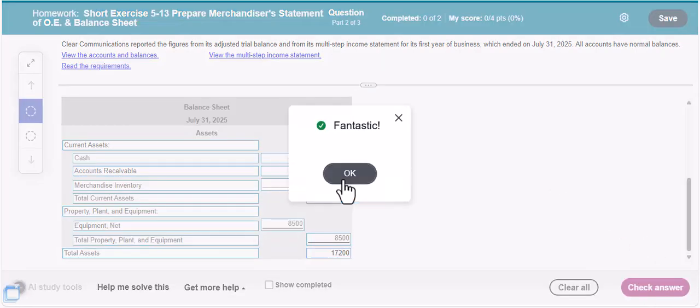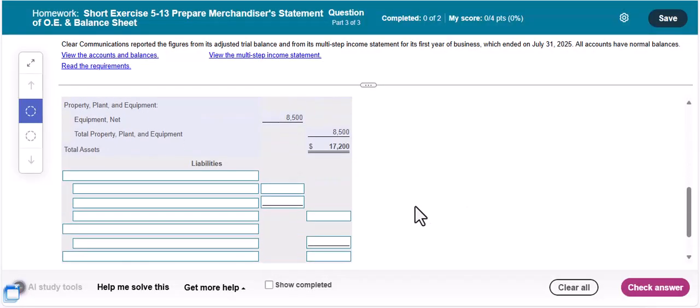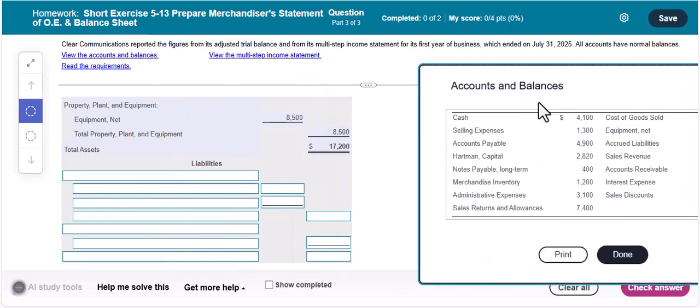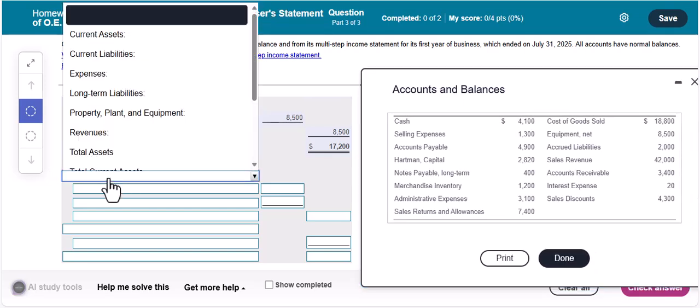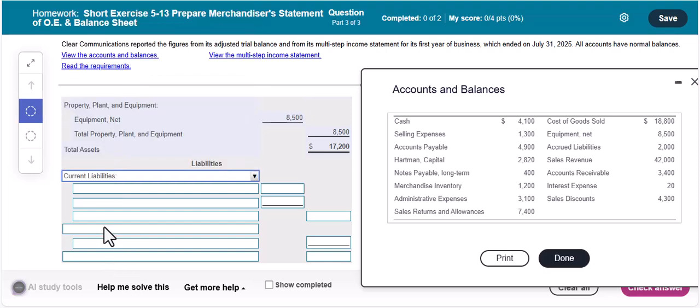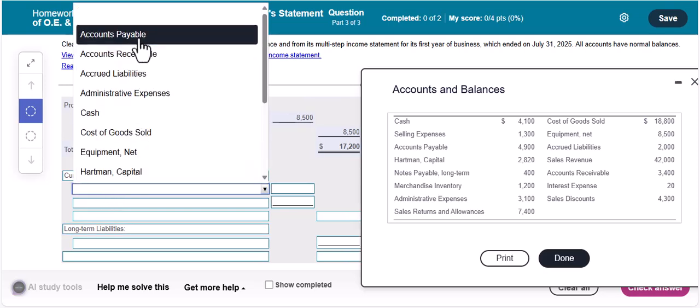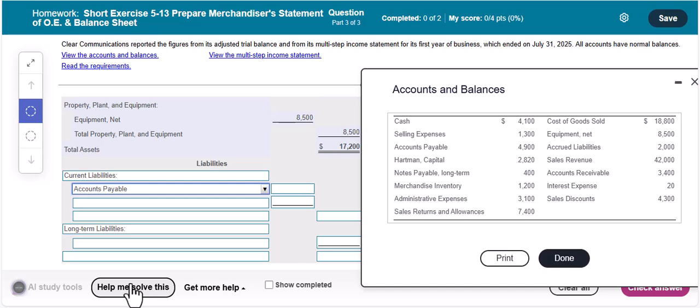Fantastic. All right. Now they're going to have us move on to the liabilities section. So we'll need our accounts and balances back open. So our liabilities are going to be split up between current liabilities and long-term liabilities, if they have any. And every company has current liabilities. So the first current liability is accounts payable. So we'll input that there because that's due within 30 days usually. So we will input that there for 4,900.